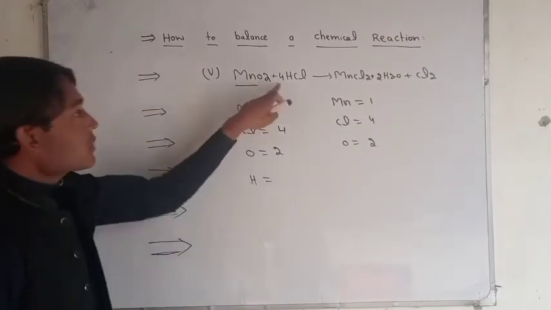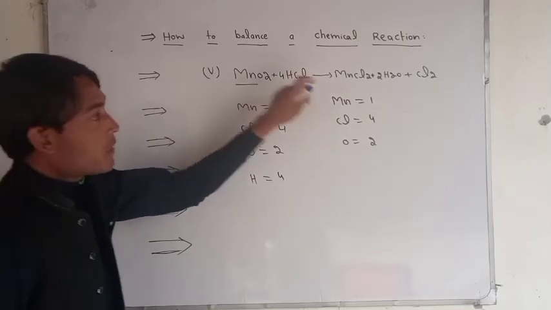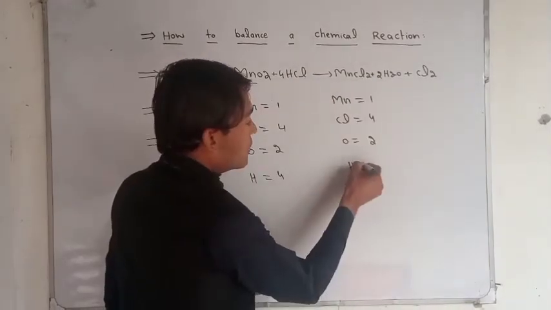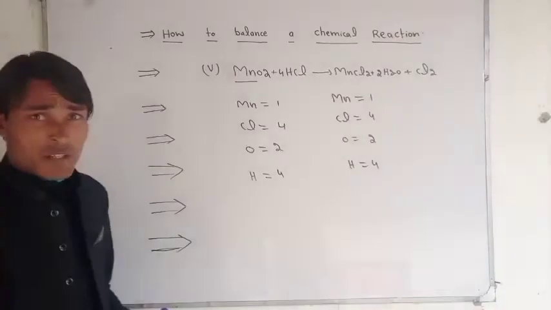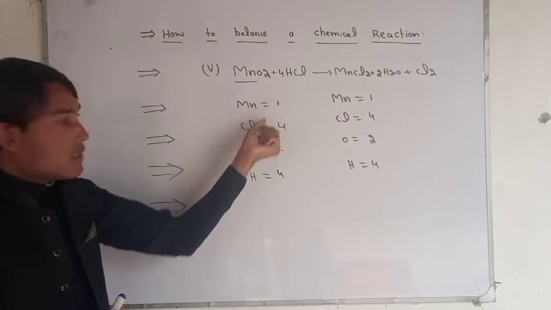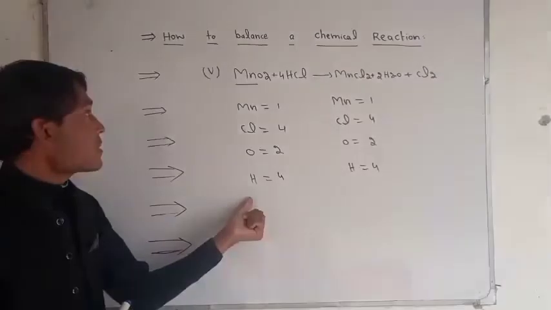The number of hydrogen here is 4, since 4 ones are 4. And on the other side, 2 twos are 4, so the number of hydrogen is 4. So the same formula applies: first I balance the metal, then non-metals, then oxygen, and then hydrogen. So this was reaction number 5.